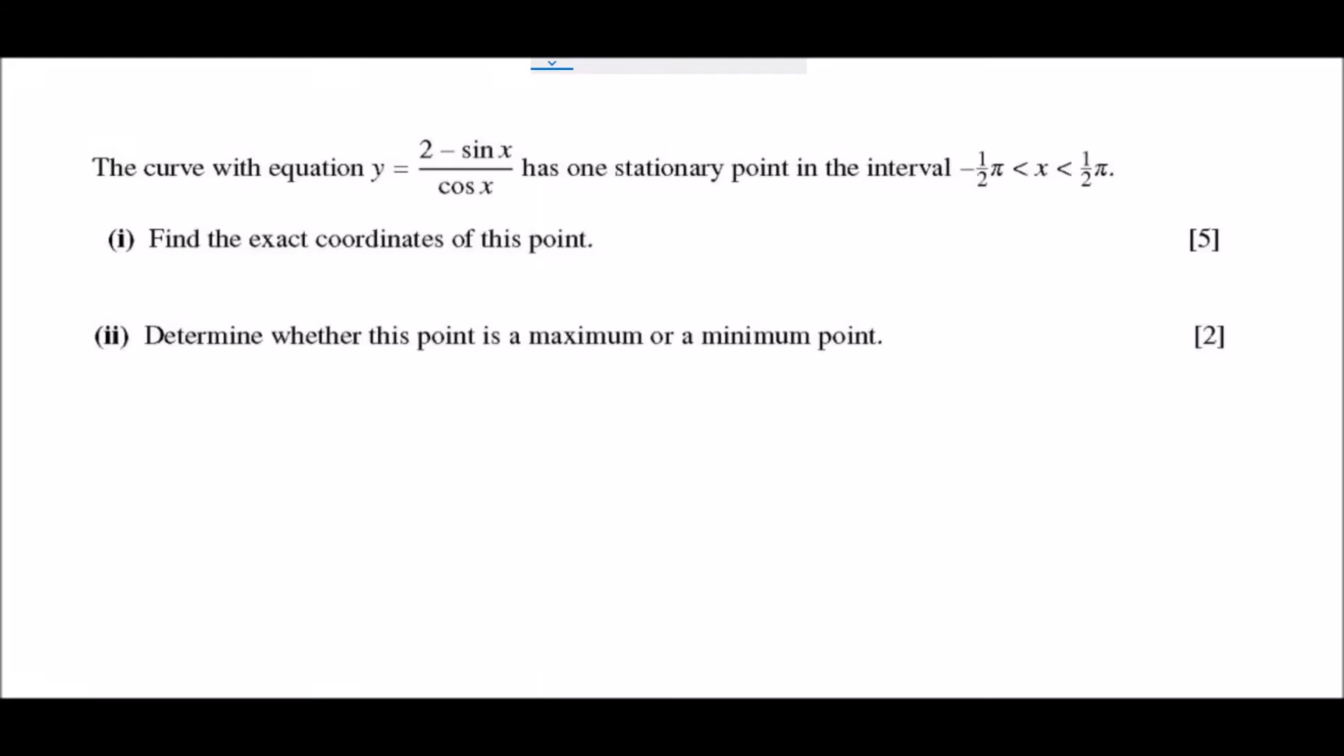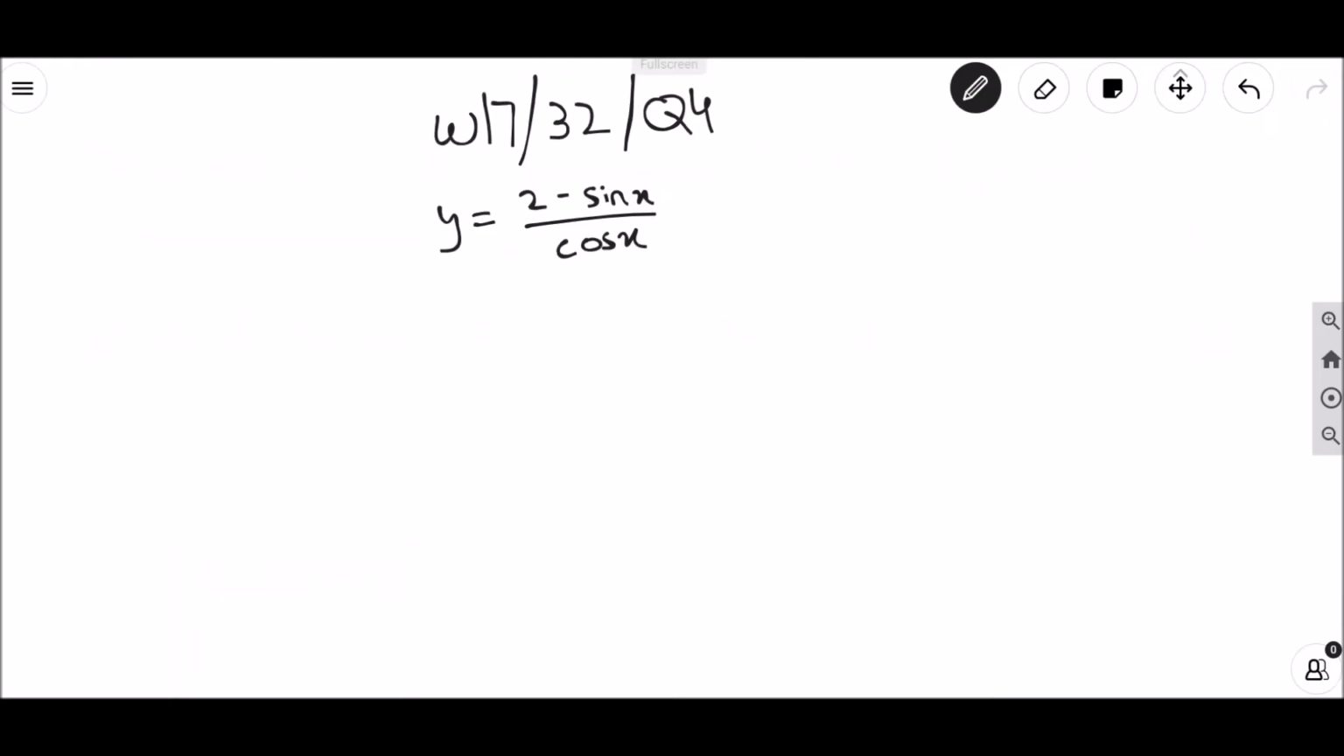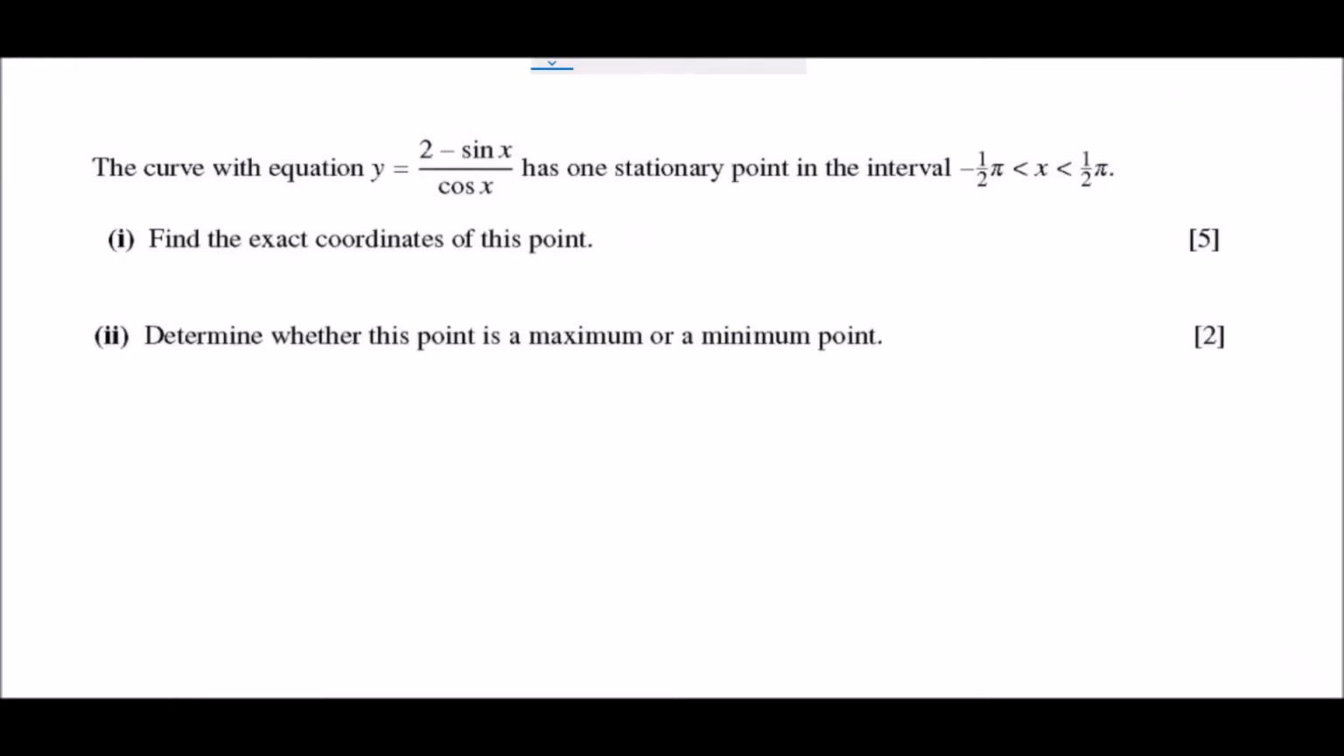Today we are solving Winter 17, Paper 32, question number 4. The question says, the curve with equation this has one stationary point in this interval. Find the exact coordinates of this point. So I have written down the equation here. So we have to find the exact coordinates of the stationary point.